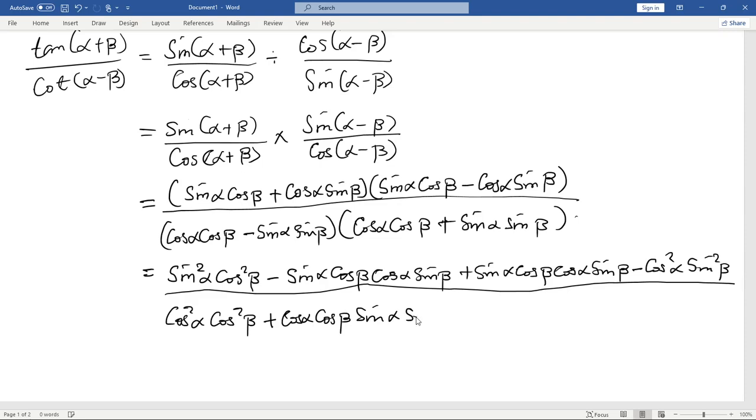sin alpha sin beta, like this. If we multiply negative sin alpha sin beta by cos alpha cos beta here, we simply get negative cos alpha cos beta sin alpha sin beta, like this here. If we multiply negative sin alpha sin beta by positive sin alpha sin beta this side, we get negative sin squared alpha and sin squared beta, like this.